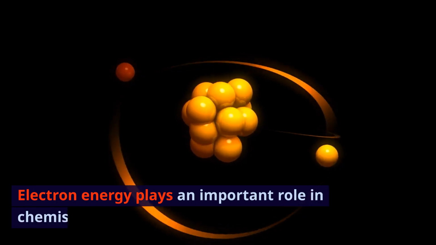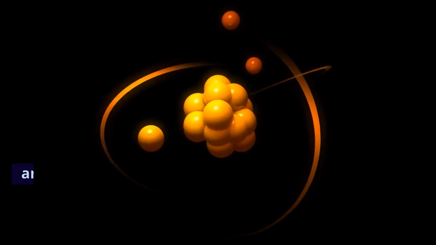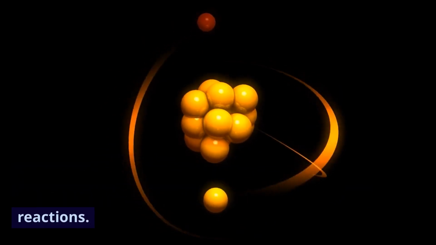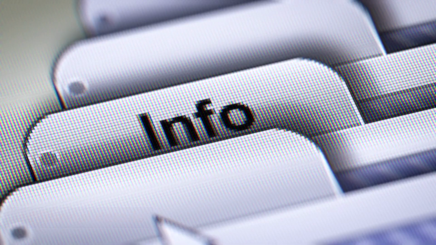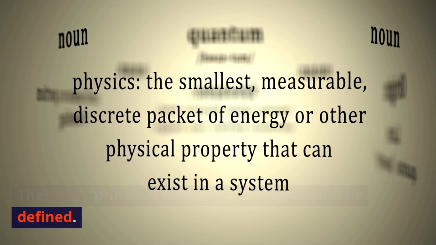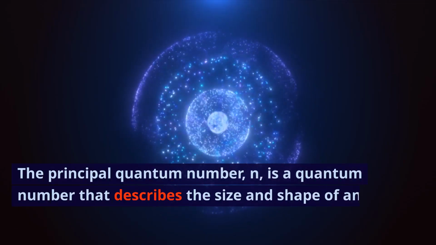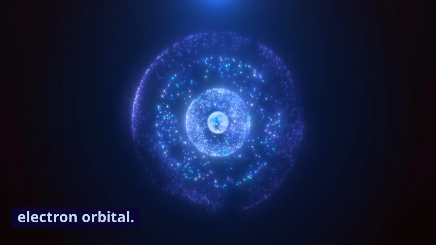Electron energy plays an important role in chemistry and physics, and it is used to understand the electronic structure of atoms and molecules and chemical reactions. Additional details: the term principal quantum number could be defined. The principal quantum number, n, is a quantum number that describes the size and shape of an electron orbital.